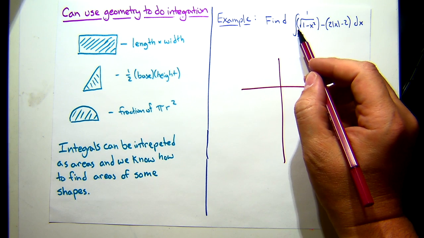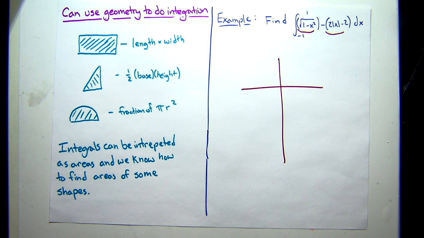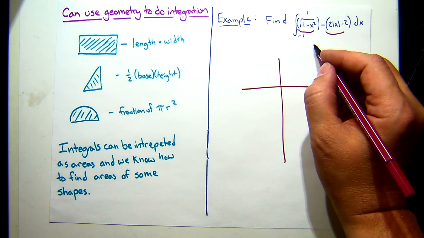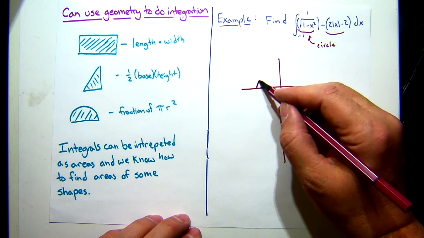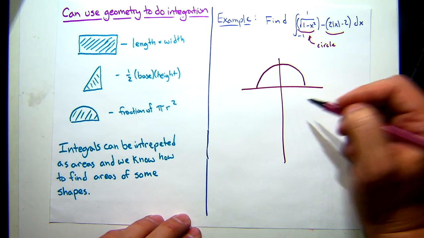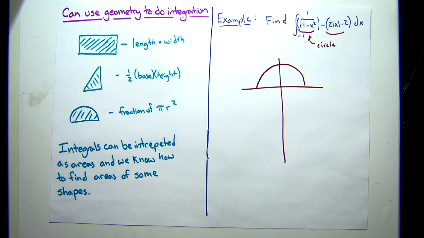I can interpret this as one curve subtracting from another curve. So it's really like I'm finding an area between two curves. The top curve, square root of 1 minus x squared, what does that become? It's a circle. Yeah, this is our classic circle, a circle of radius 1. 2 absolute value x minus 2, that's the lower curve. Well, what would that look like?